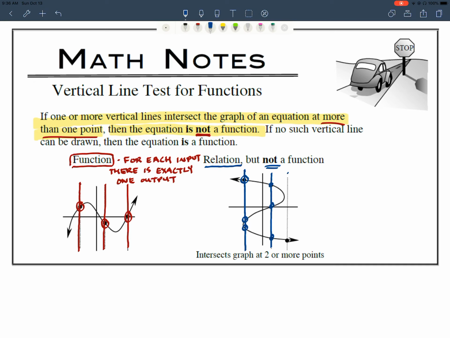And then if you look over here on the right side, if I draw this all the way down there, it only intersects the graph 1 time. But it's because of these two vertical lines, any of those points in there where we have more than one output for each input, that would make it just a relation and not a function.